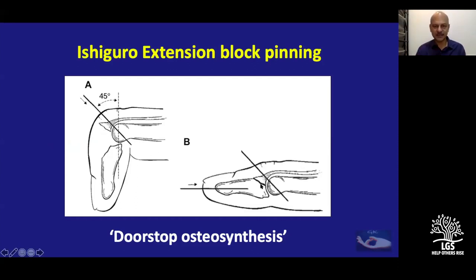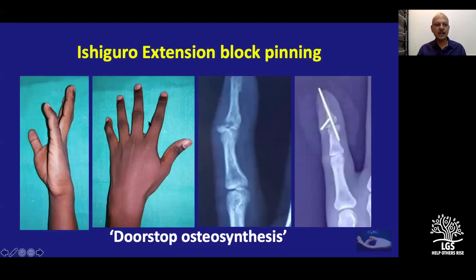We are not fixing the fracture. We have only prevented the mobile segment from running away by giving an extension block pinning. And then we extend the joint so that the terminal phalanx comes close to the fracture fragment and healing can be achieved. This is the basis of doorstop osteosynthesis. I'll show you an example.